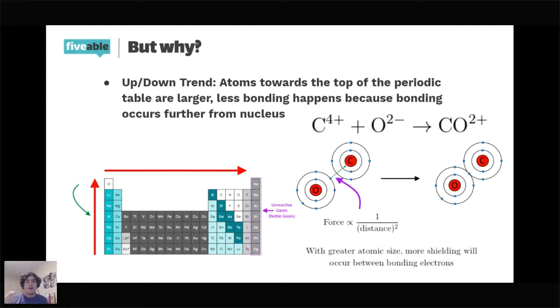So when we're talking about, let's say, a carbon ion reacting with an oxygen ion, the reaction roughly depends on the distance between the carbon's excess positive charge and the electron on the outer shell of the oxygen. And as you can see, if that distance were smaller, the force between them would be greater, so it would react quicker.